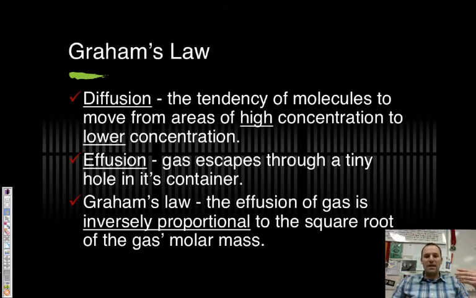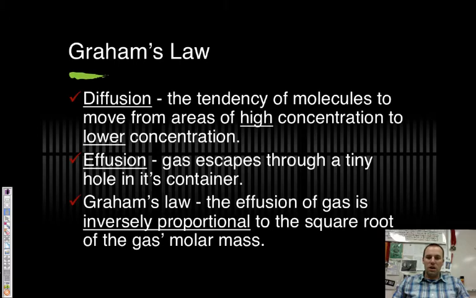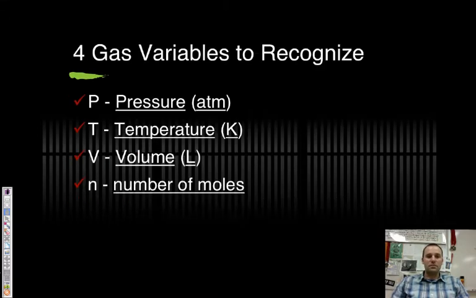The bigger the gas, the bigger the number on the periodic table, the slower it's going to go. Okay, the smaller the number on the periodic table, the faster it's going to effuse, the faster it's going to fit out of that hole. It's like a sports car versus an 18-wheeler. The 18-wheeler is much bigger, it's going to go slower. The sports car, much smaller, going to go a lot faster. Okay, so that's Graham's law.